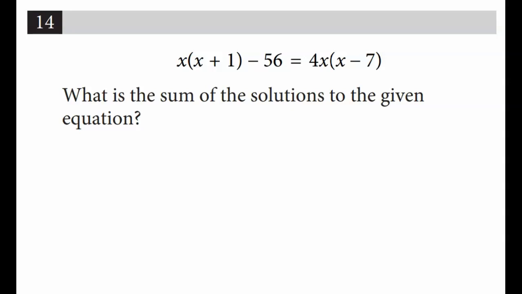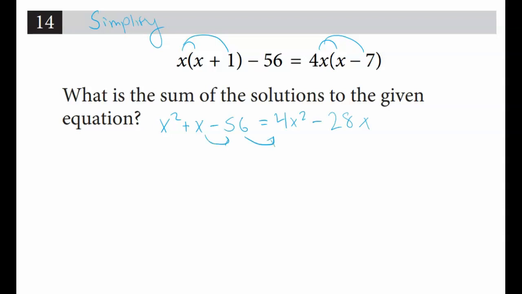Well, first step, I think, would be simplify it. And so immediately we're going to have to distribute this x and distribute this 4x. So what we're going to get is x squared plus x minus 56, giving us a nice quadratic equation. We're going to set it equal to 4x squared minus 28x. And so what I want to do is set this all equal to 0. So I'm going to move all these to this side because I like my x squared to be positive. It's just easier for me to mentally keep track of.